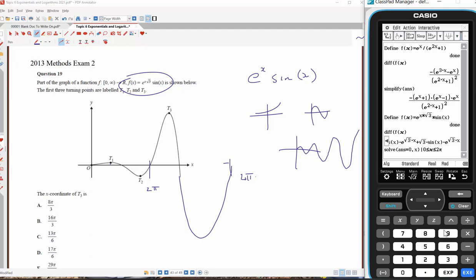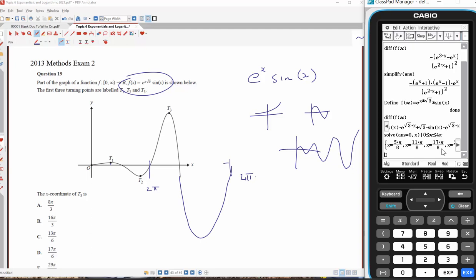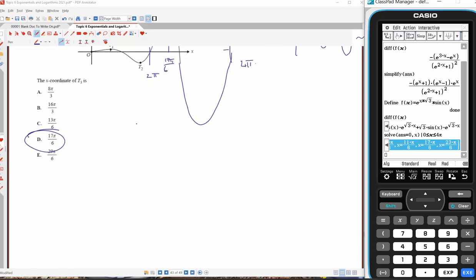Shift 9 for the restricted domain shortcut that we've got set up between 0 and 4 pi. So there's the first stationary point at 5 pi on 6. That seems to make sense. 11 pi on 6, so almost 2 pi. And then we've got our third at 17 pi on 6. So the x value there should be 17 pi on 6, which is that one there. And we get one final one, which is this one here at 23 pi on 6. So yeah, there you go. Good calculator question, that one.